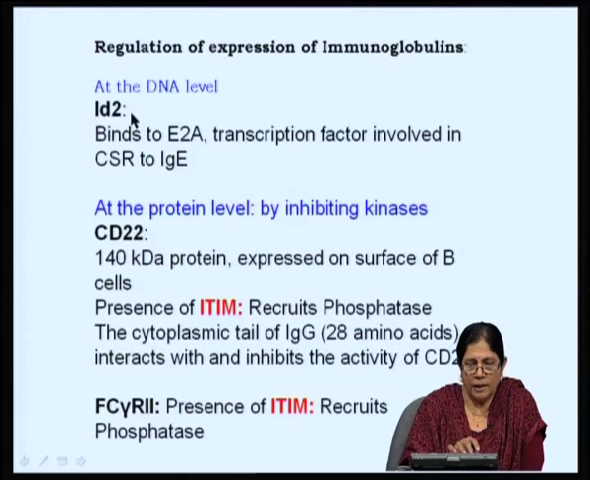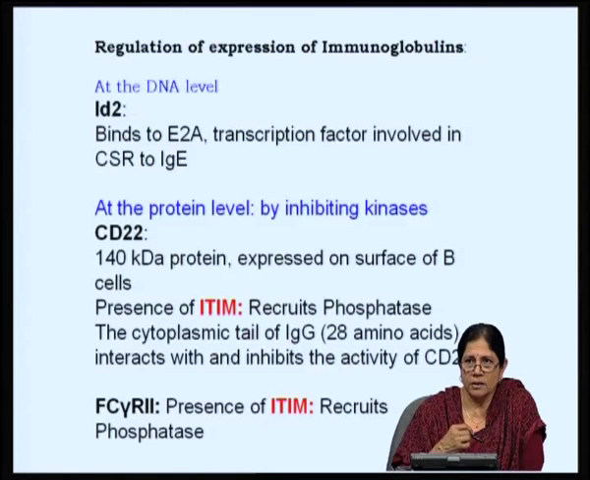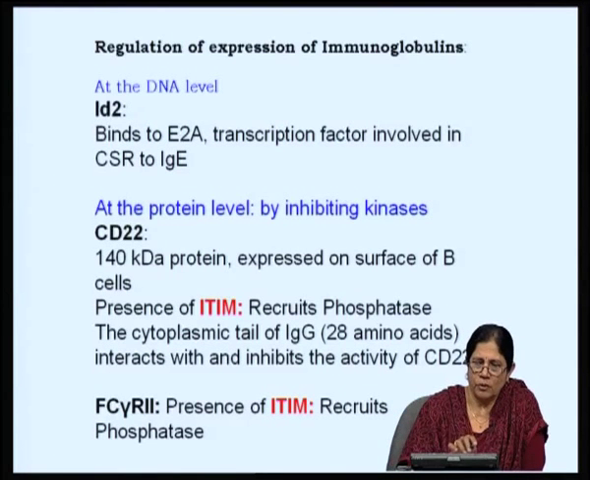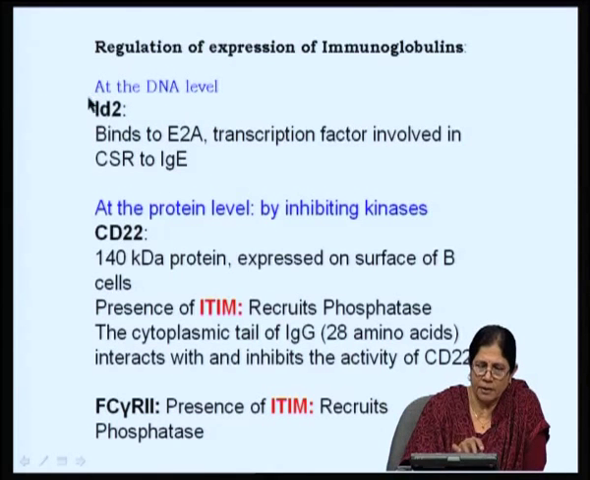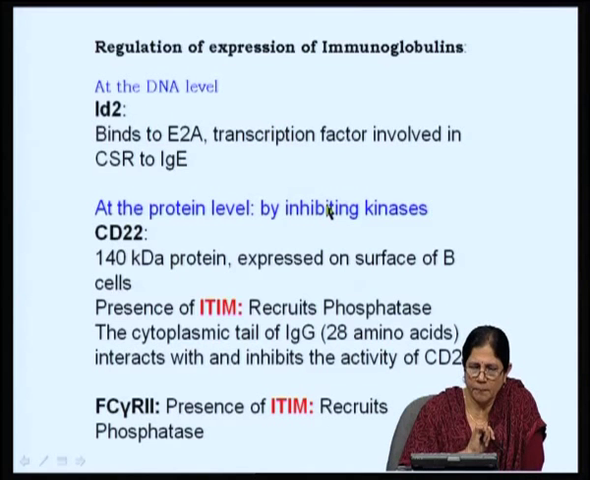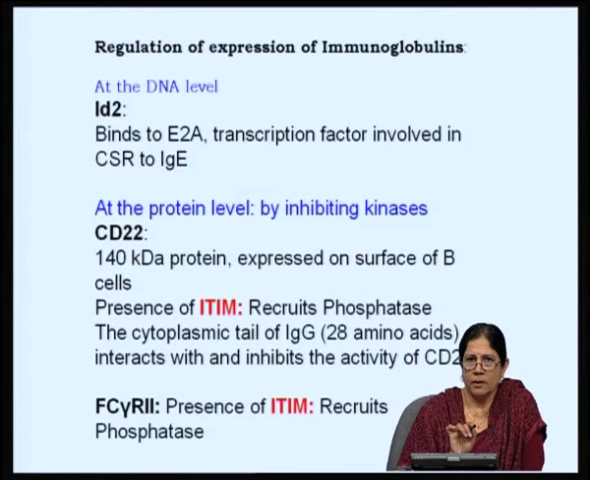For example, ID2. Now, these are more recent literature, and you know that immunology in fact is a young science, and there are more and more additions to the information that we already have at regular intervals. So, regulation of expression of immunoglobulins can happen at the DNA level as well as at the protein level. I will give you examples of this. At the DNA level, one should have minimal IgE type of immune response.